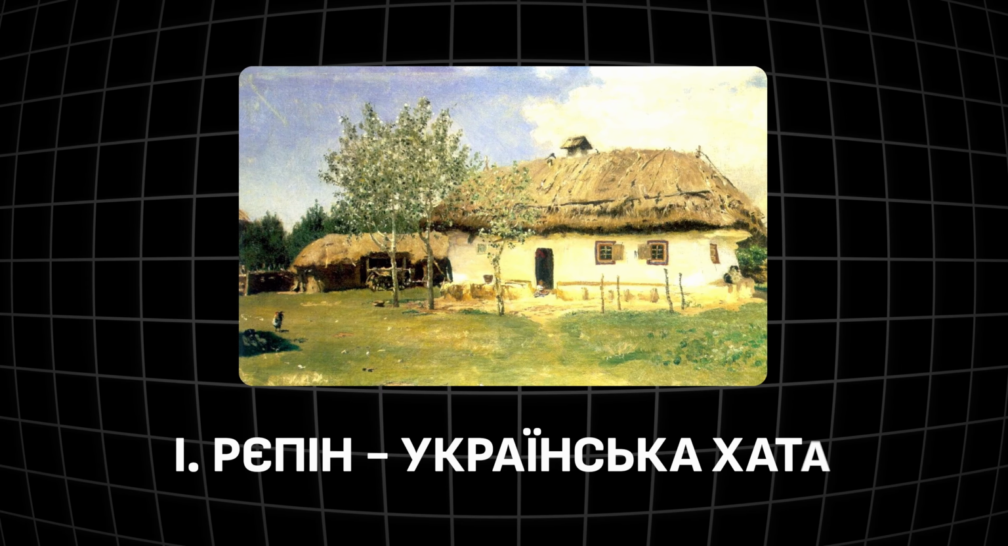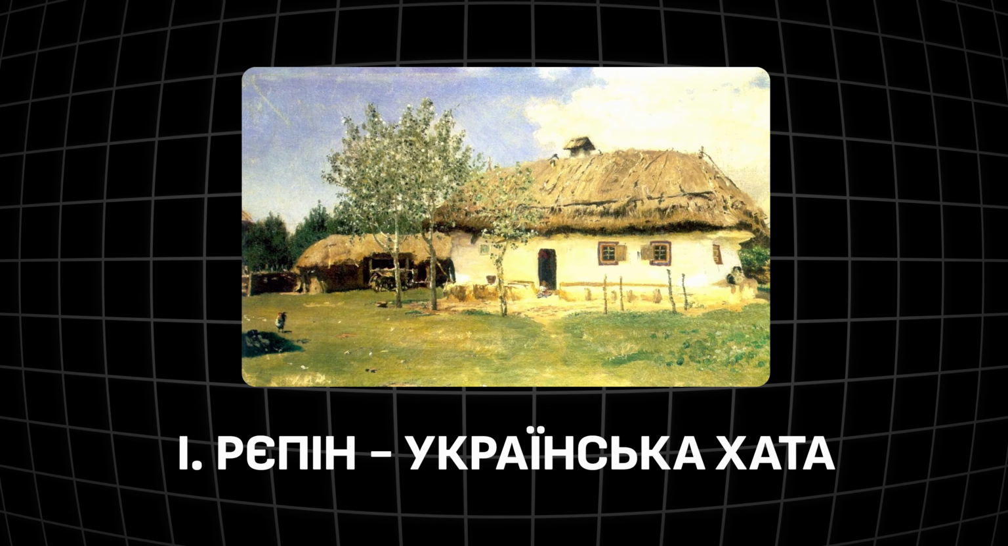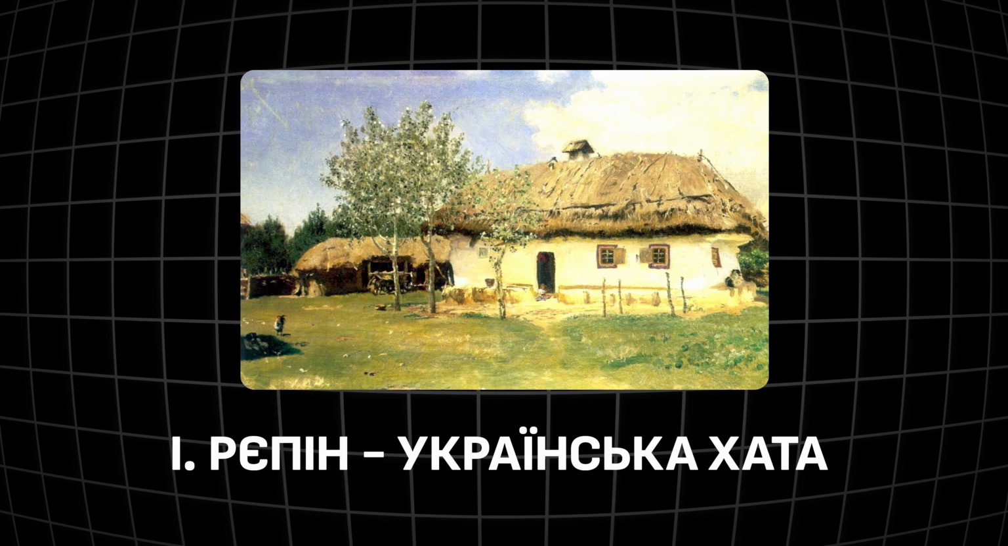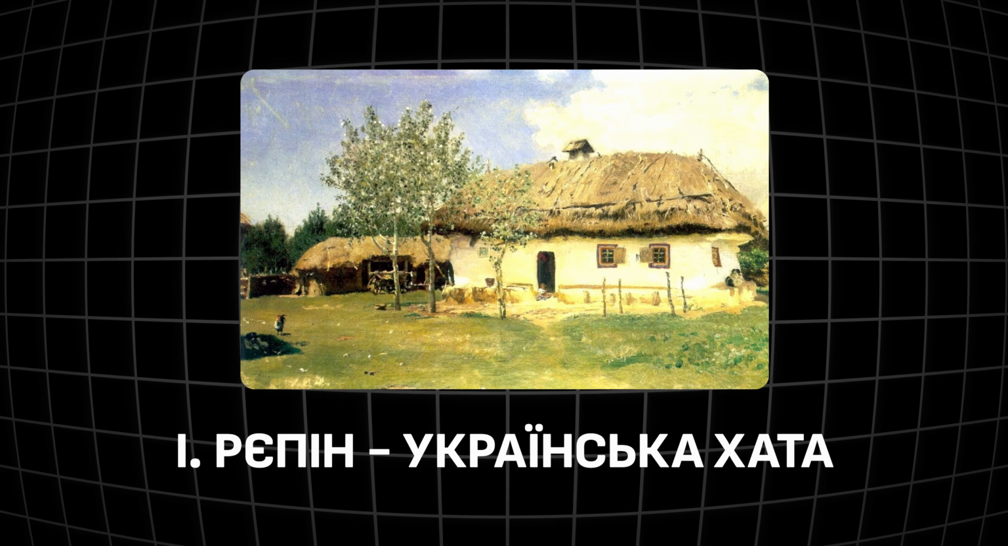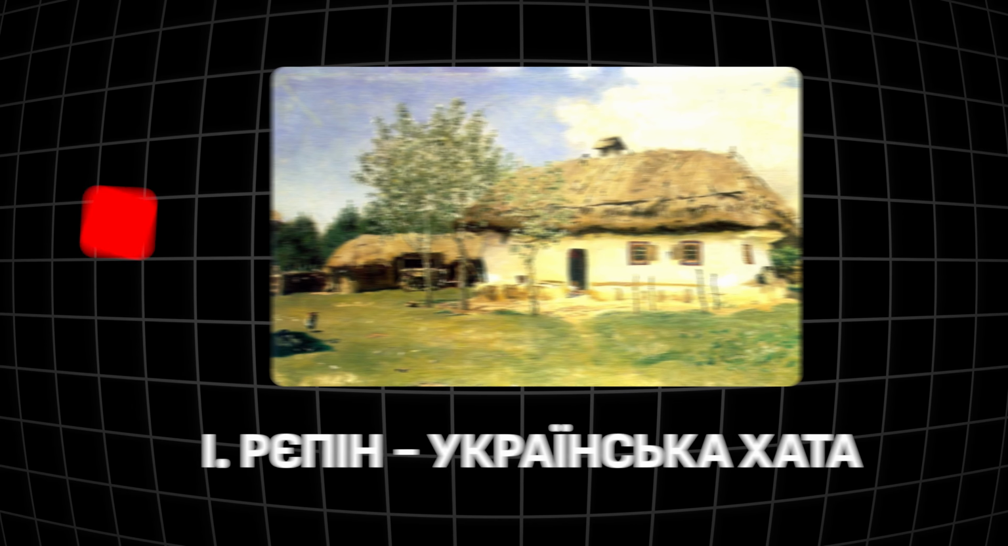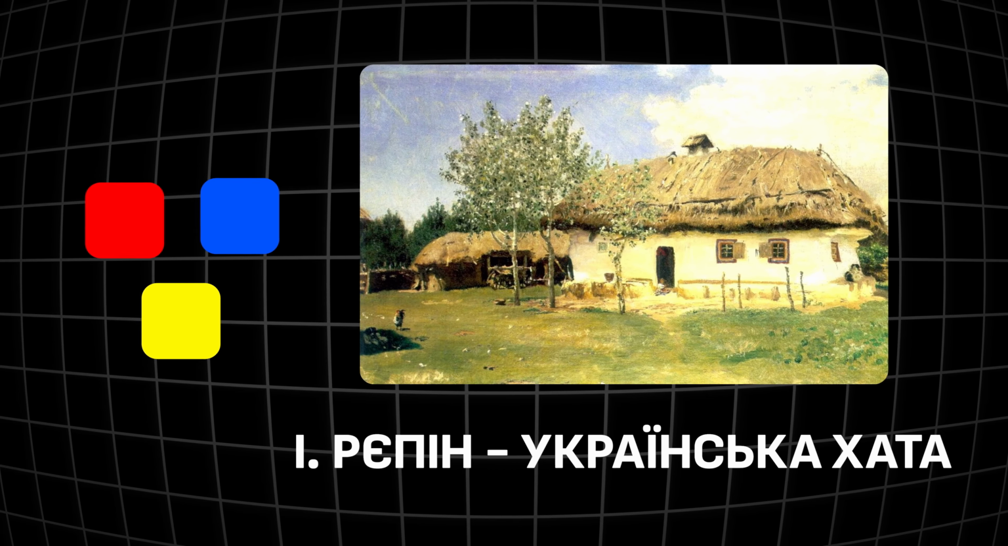And what about color? How exactly do we store it? How does the computer know what color each pixel should have? Take a look. This is the painting Ukrainian Hut by the Ukrainian artist Ilya Repin. If we wanted to draw a perfect copy of this painting, we would need to transmit all colors 100% accurately. To do this, we take 3 primary colors: red, yellow, and blue, and mix them in the correct proportions.